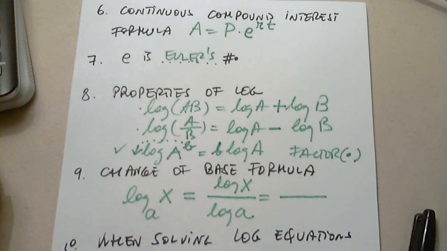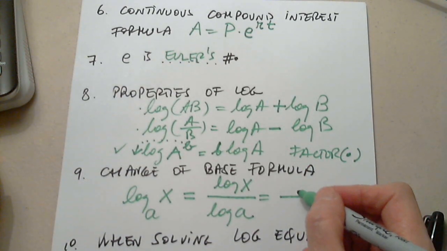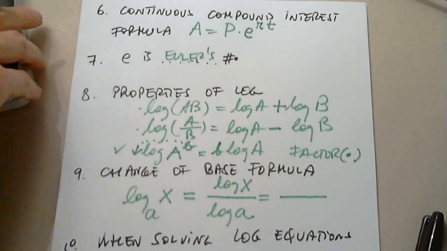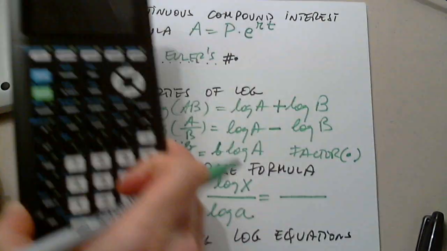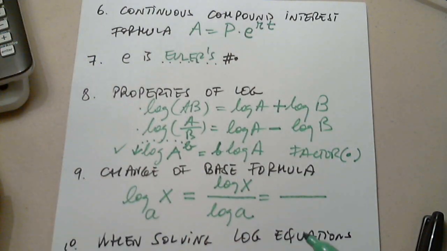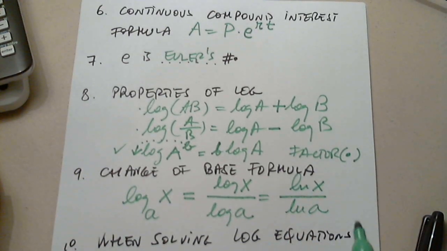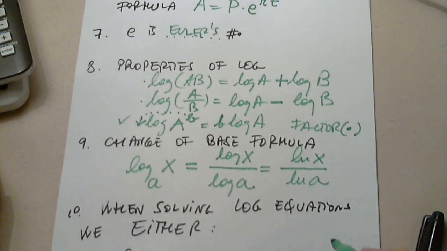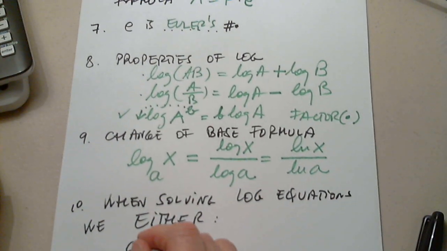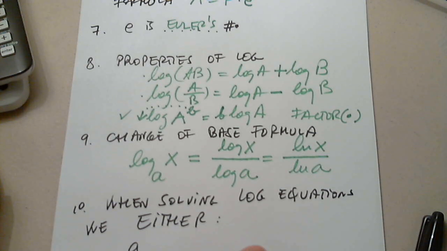And what is the other option? It's only because we have them in the calculator. That's why I would like to write both options. ln x over ln a. That's it. Good.